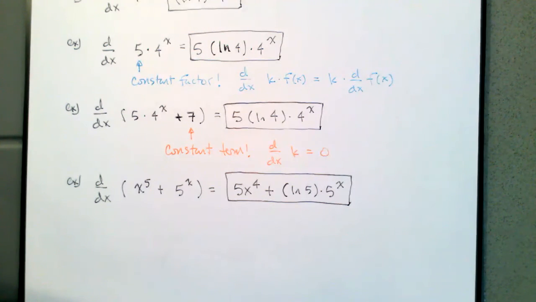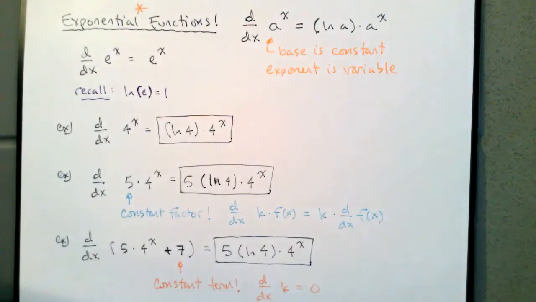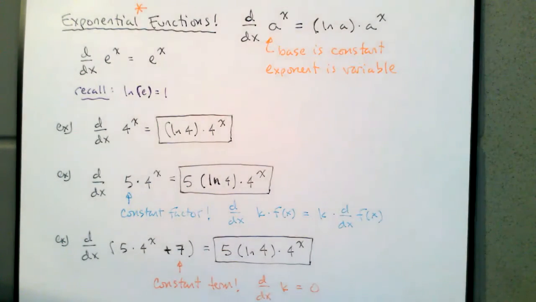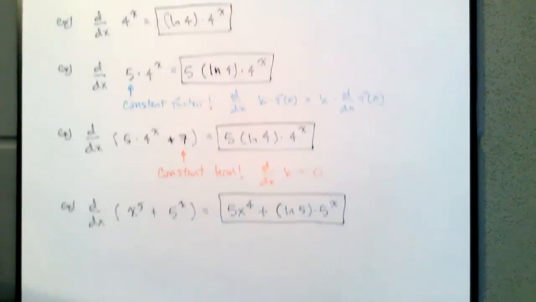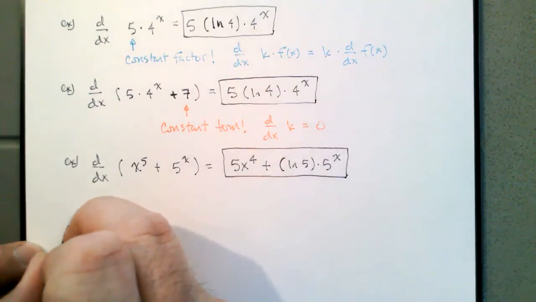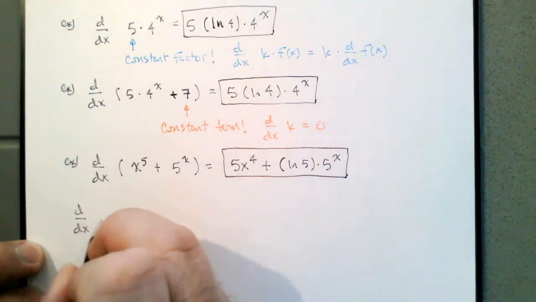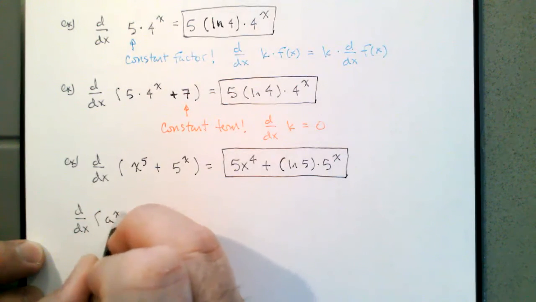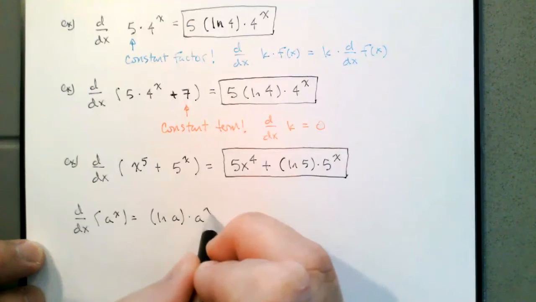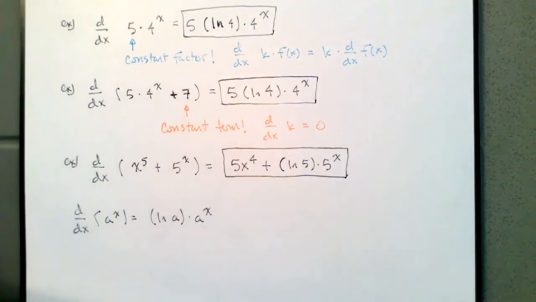There is something interesting that we can read into this rule for exponential functions. Notice that when we have an exponential function, the derivative of an exponential function is just a constant times that exponential function. So what this means is that the rate of change of an exponential function, let me write the rule again. The derivative of a to the x is the natural log of a times a to the x. The natural log of a is just a constant.